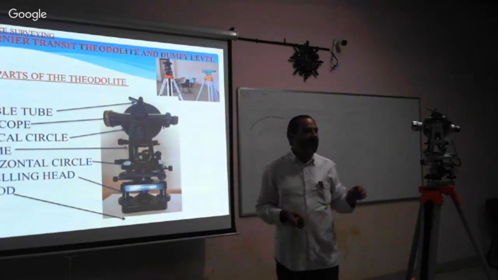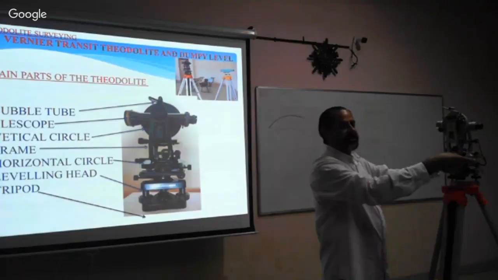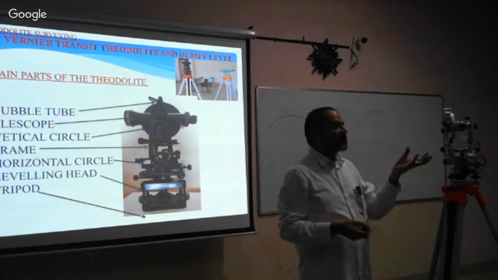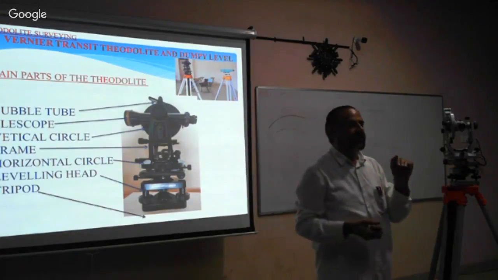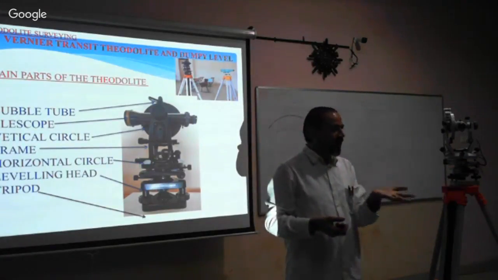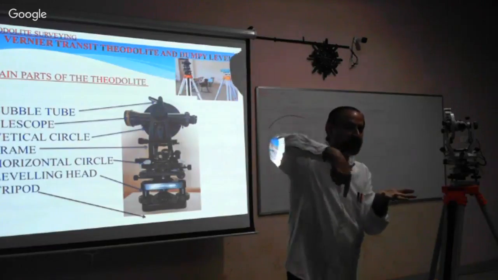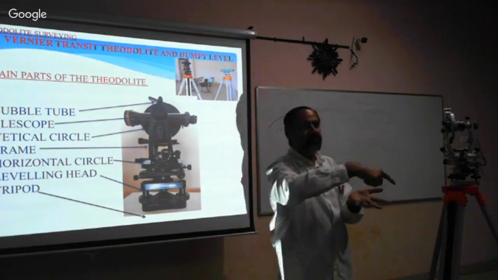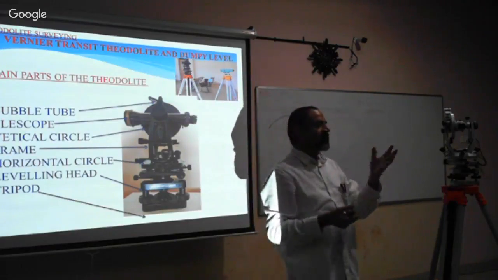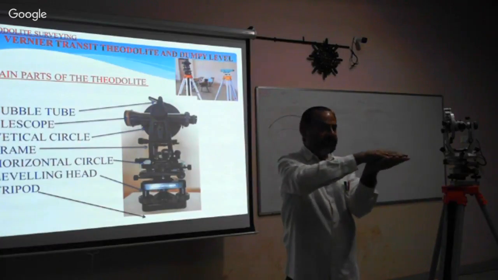Another important part of this theodolite is the horizontal circle. The horizontal circle consists of two plates. One is the lower plate, and it is called the main plate. The lower plate, the main plate, is graduated from 0 to 360 degrees. And again, there is another plate called the upper plate. Lower plate and upper plate, there are two plates.